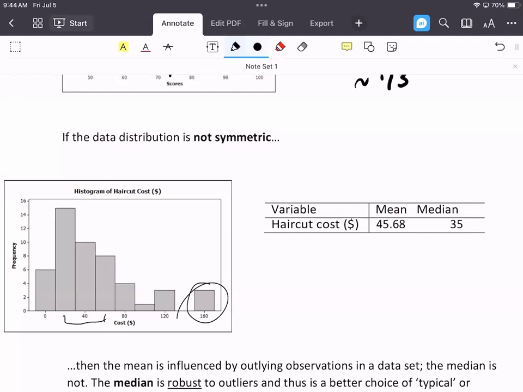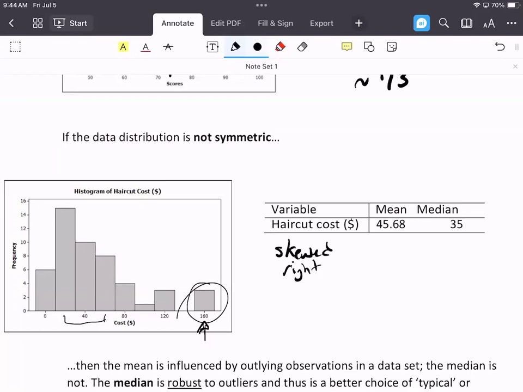Is this left or right skewed? Well, hopefully you see the weirdness is the 160. So that is right skewed, okay? Because the skew is where the weirdness is. So we said it was skewed right.